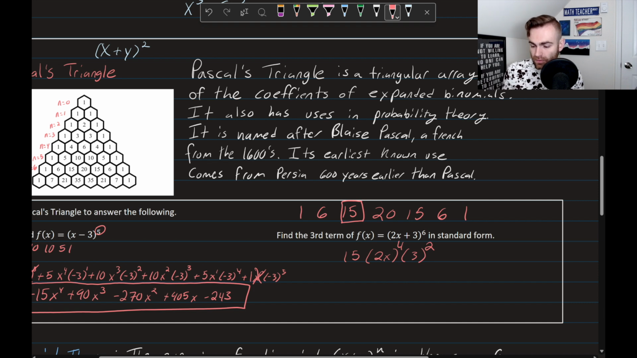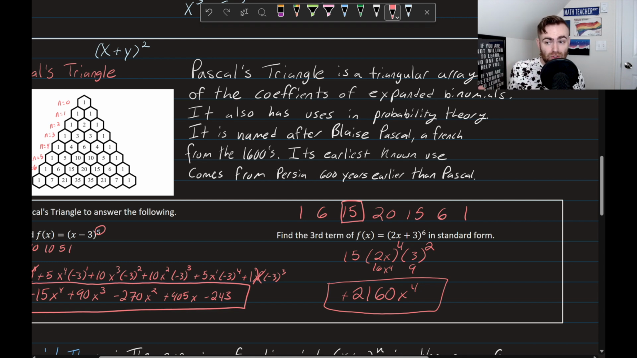Then we can just do it out. 3 squared is 9, 2 to the fourth power. Well, 2 times 2 is 4, 4 times 4 is 16, so this is 16x to the fourth. Multiply 15 by 16 by 9, we get a huge number of 2,160 x to the fourth. It is positive, because all the numbers were positive, and that would be our third term in the expansion.